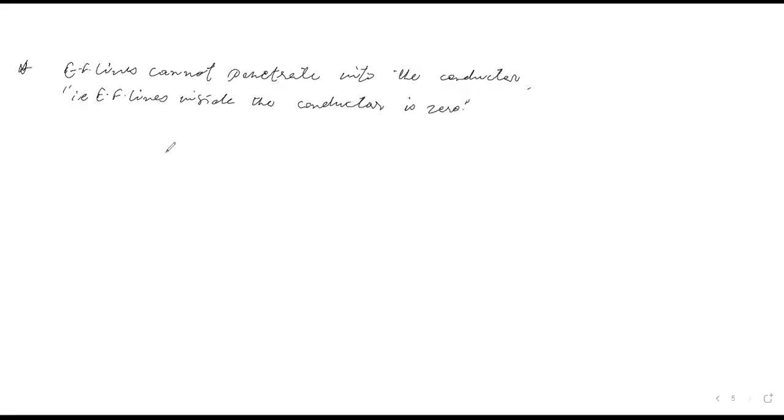If you want to see this, you can consider a positive charge like this. Field lines go away from the positive charge, outward from the surface. They never enter into the conductor, inside the surface. Are you clear or not?